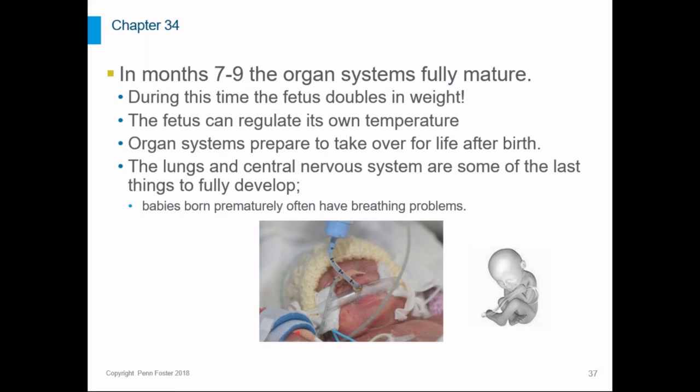During this time, the fetus doubles in weight and can regulate its own body temperature, and the organ systems are preparing for life after birth. They're getting ready to take over. The lungs and central nervous system are some of the last things to fully develop, so babies born prematurely often have breathing problems.